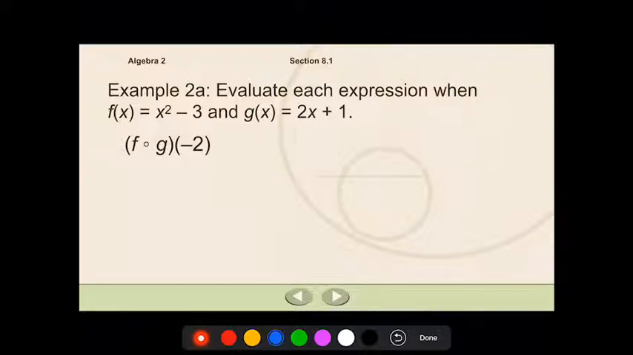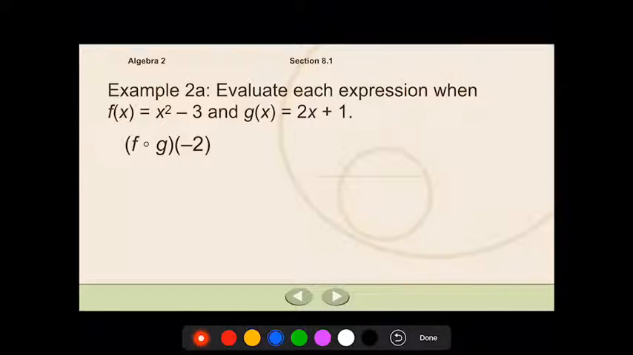Okay, so if you're looking at this example, it says f of x is x squared minus 3, and g of x is 2x plus 1. And the problem says evaluate f of g of negative 2. Now, you can do this two ways. You can solve for g of x by plugging in negative 2 in the place of x, and then take that value and plug it in the f of x value. Or you can just, at the very beginning, plug in the g of x function into the f of x function and substitute the negative 2 in. That's typically how I do it.